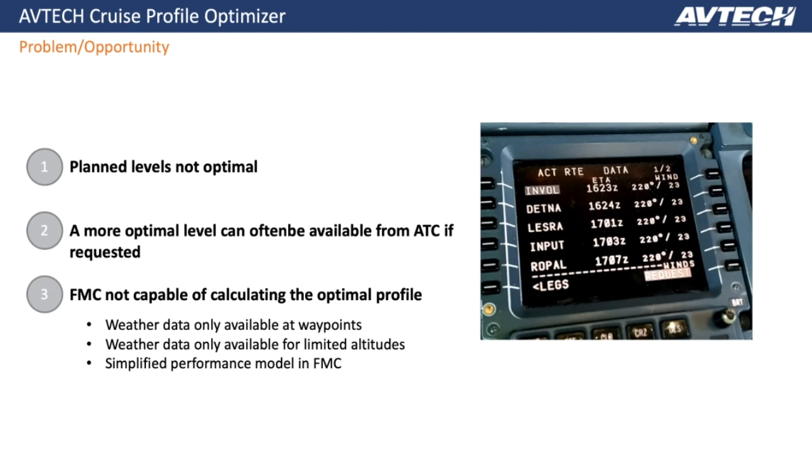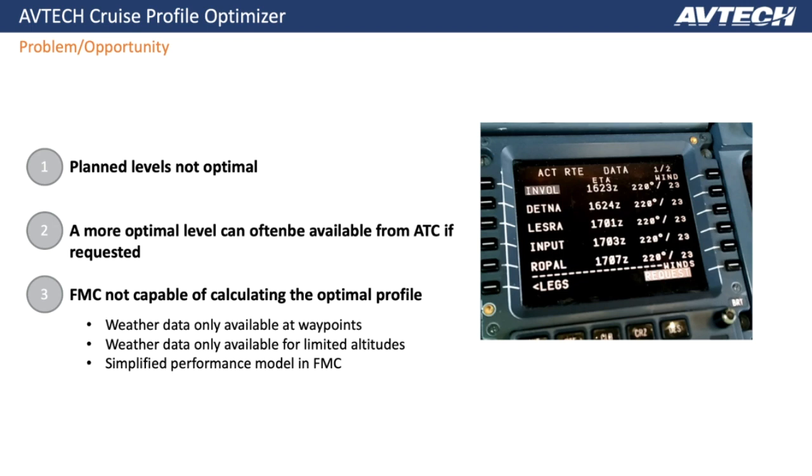So we know that the planned levels may not be optimal. We also know that a more optimal level can often be available from ATC if requested. And we've seen that the FMC is not capable of calculating the optimal profile. And this is due to whether the FMC is really the tool that you have in the cockpit to provide the pilots with a notion of what is the most optimal altitude. It aims to do that, but weather data is typically only available at waypoints in the FMC. So it will not know the weather in between waypoints, and sometimes the distances in between waypoints are quite large. Weather data is only available for a limited set of altitudes.